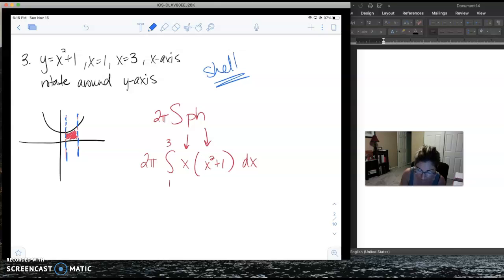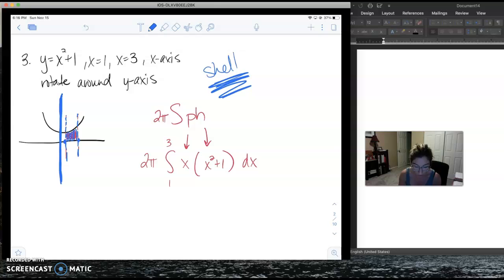Now my axis of rotation, where I'm rotating around, is the y-axis, right? So if I imagine that this is my axis of symmetry, and I know that I want to start at 1 and end at 3, my rectangles are going to be along the x, right? We're going to integrate with respect to x. If my axis of symmetry is my y-axis and my rectangles are stacked like this, you notice that the axis of revolution and the rectangles are parallel. Since I know they're parallel, that's how I know I'm going to use the shell method.